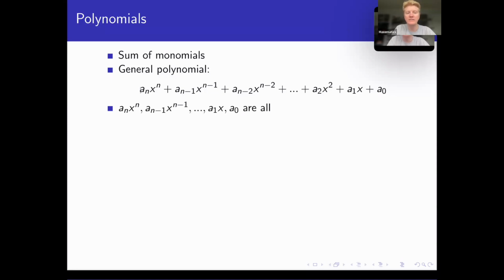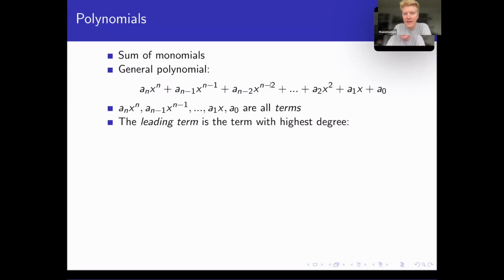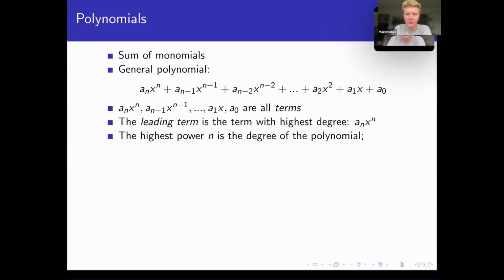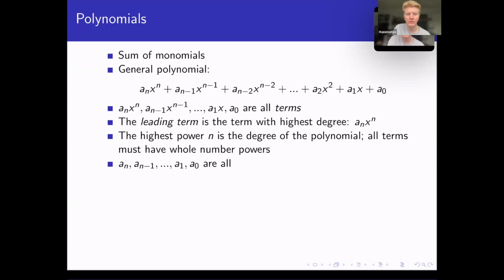Okay, well, all of these separate things being added or subtracted together, we call them terms. The leading term is the term with the highest degree, and if you notice, n minus 1 is less than n, and n minus 2 is less than n minus 1, so we write terms in descending power order, which means the highest power is going to be a sub n, x to the n. The highest power, n, is the degree of the polynomial. So whatever is the highest power that you see across the entire polynomial expression, that is the degree of the polynomial. And again, all of our terms must have whole number powers.